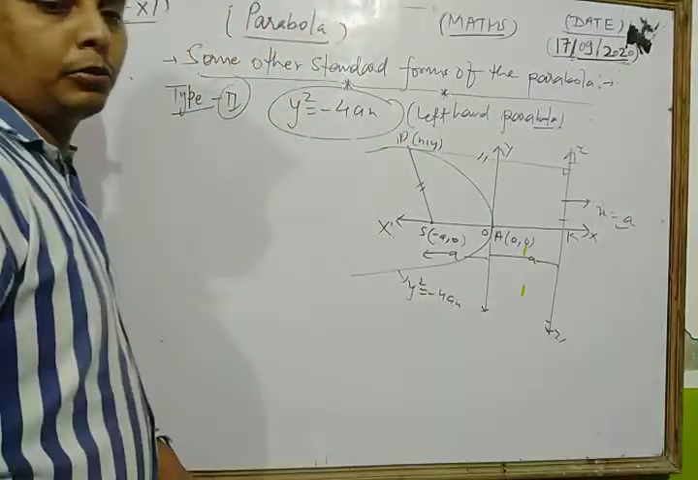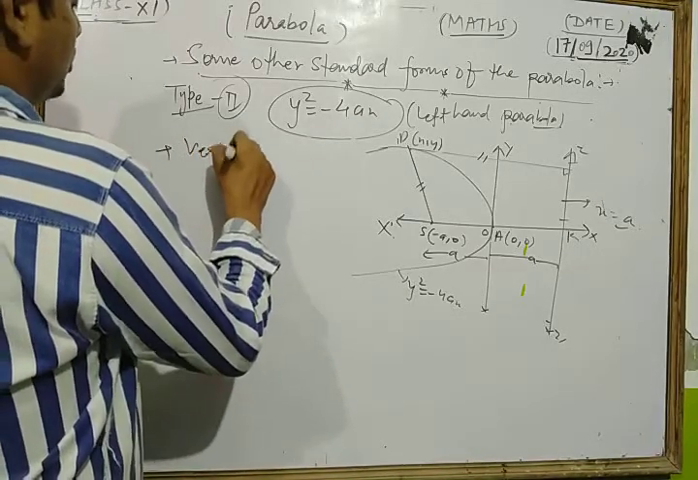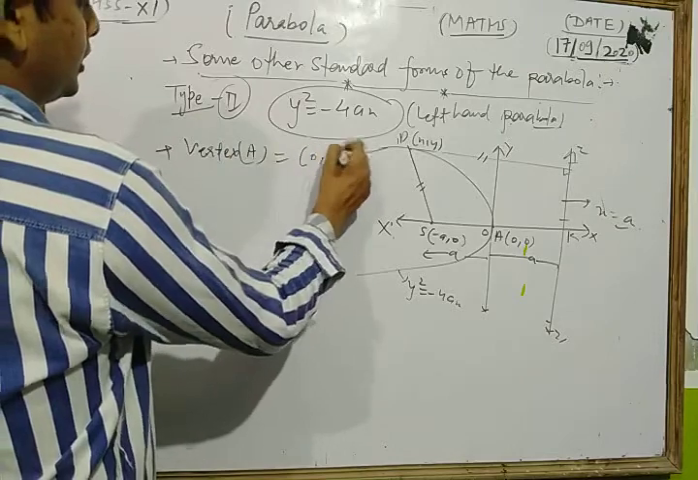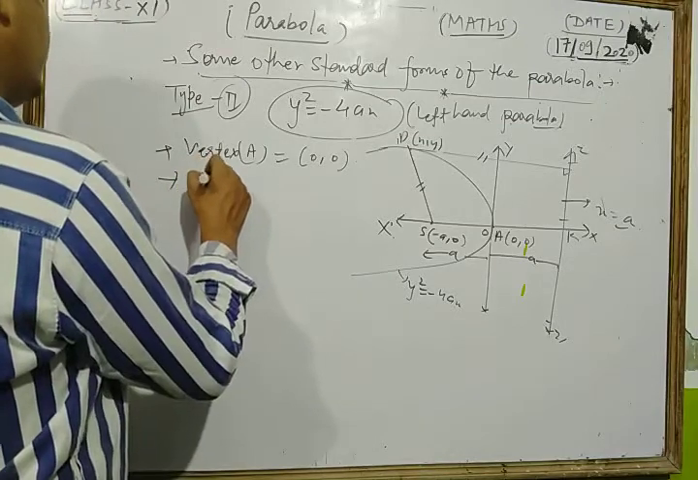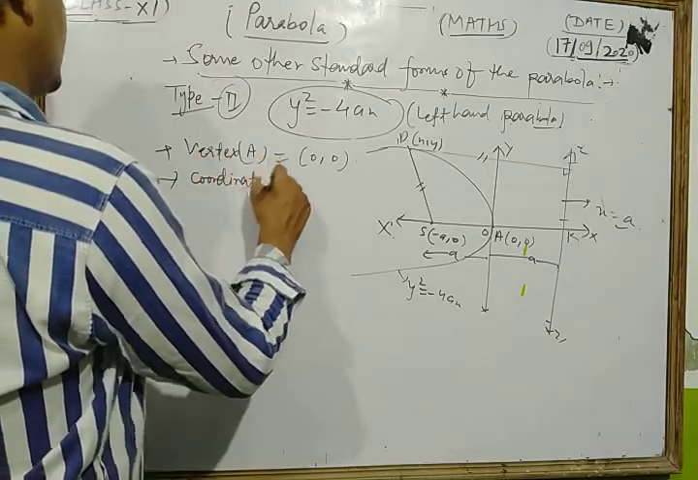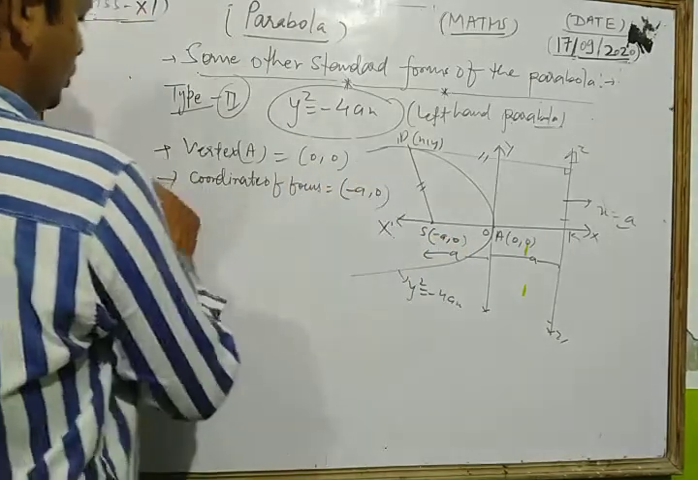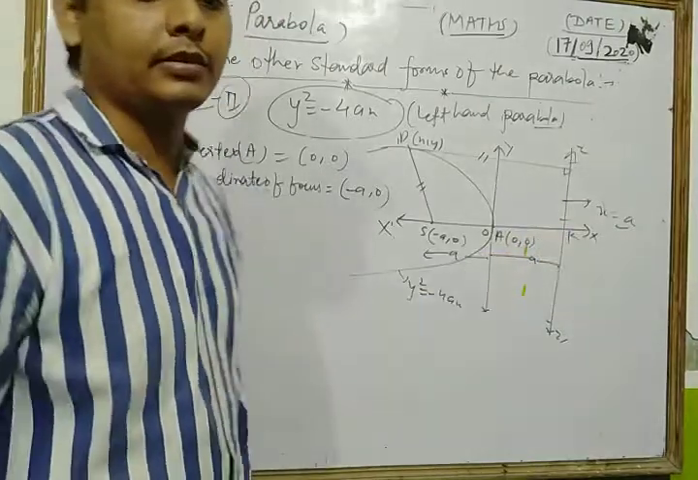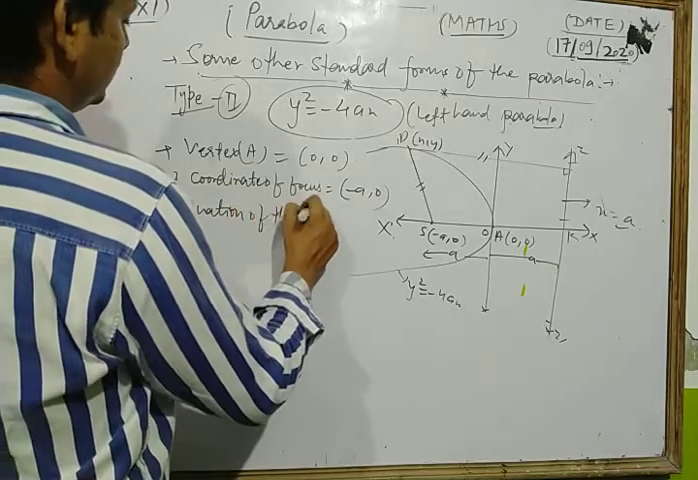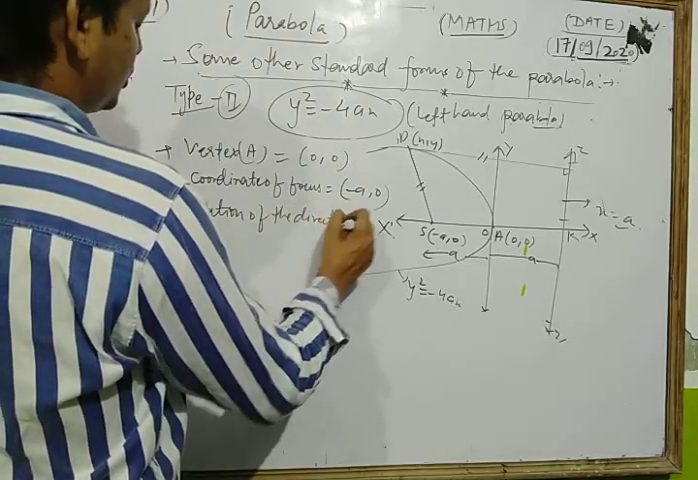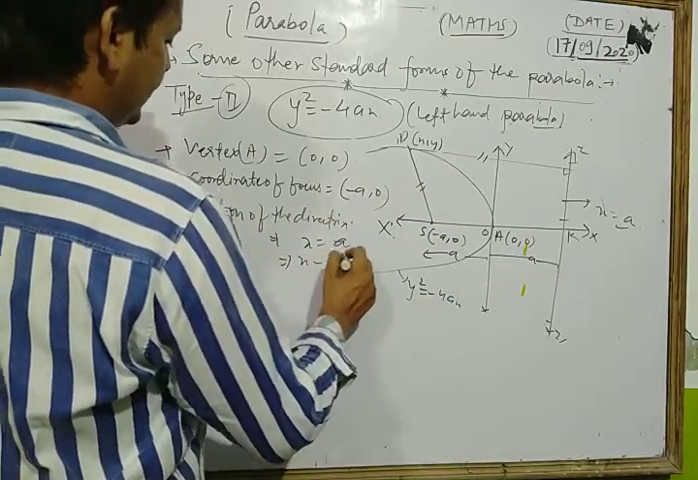Now in the left hand parabola, the coordinate of its vertex is (0, 0). Second important thing is the coordinate of the focus, which is (minus a, 0). Third one is the equation of directrix. The equation of the directrix of the left hand parabola is x is equal to a, or x minus a is equal to 0.